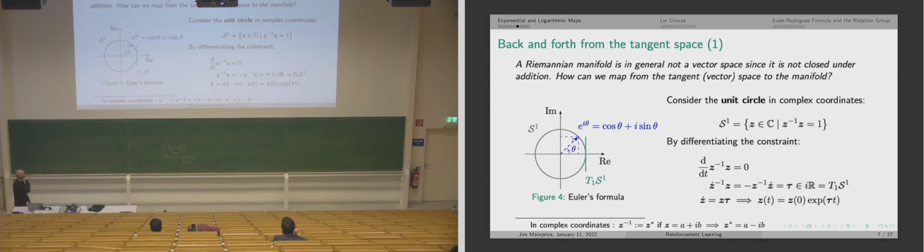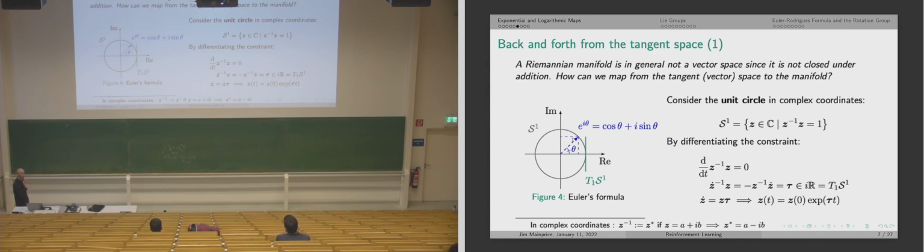But the idea is that you associate tau with the tangent space, so it's the derivative of the curve, at the identity in this case. And then you're characterizing, if you have a velocity tau at the origin, where would you end up on the circle? And it's linked to the exponential. This is actually just Euler's formula in the case of the circle.